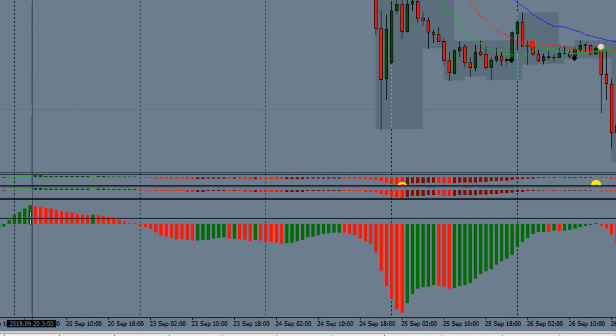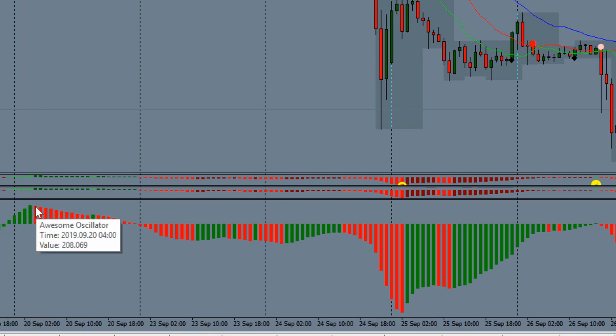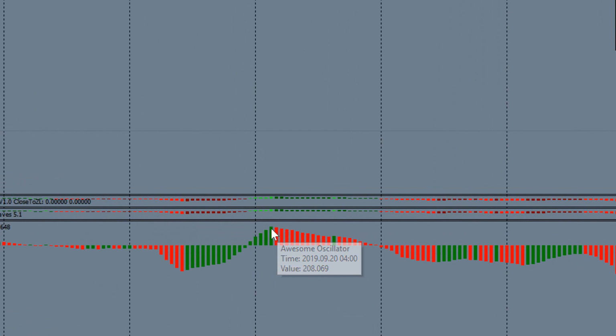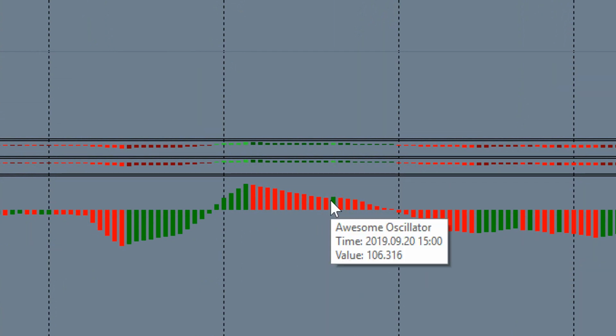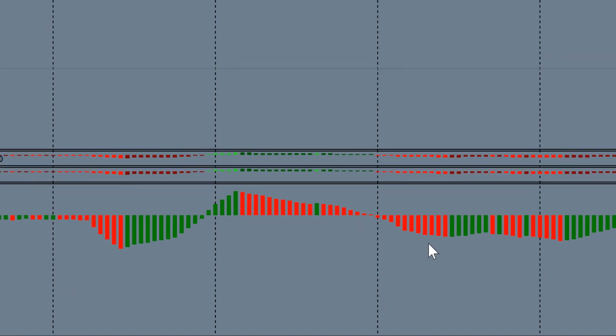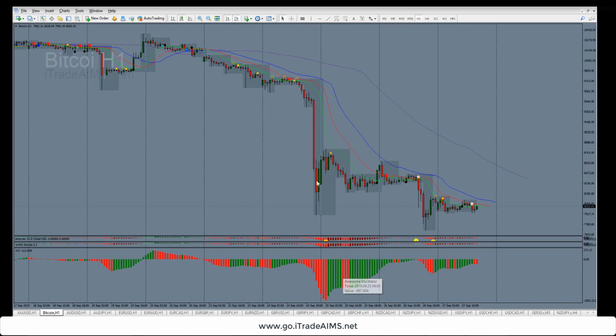In this case, the value of the next bar is lower than the one to the left, so it's colored red, and it will continue to color it red as long as it keeps going down, and the moment it goes slightly up, it's going to color it green. And that's what this oscillator is about.